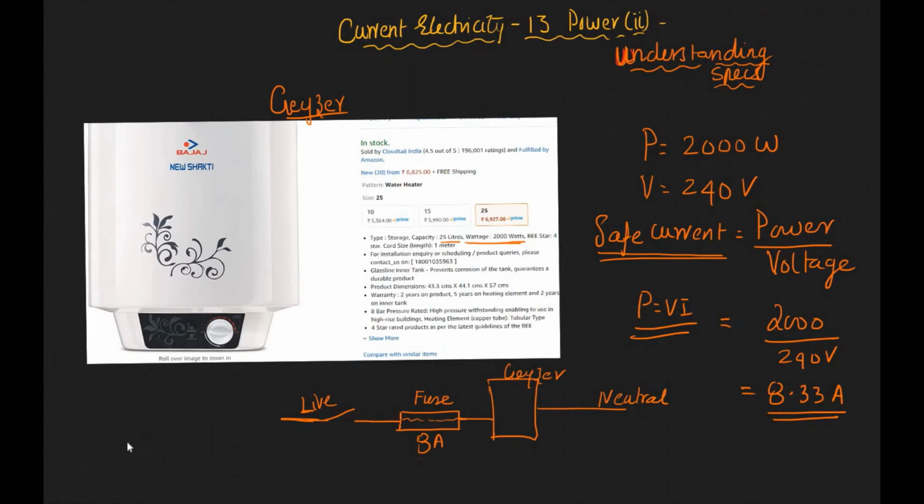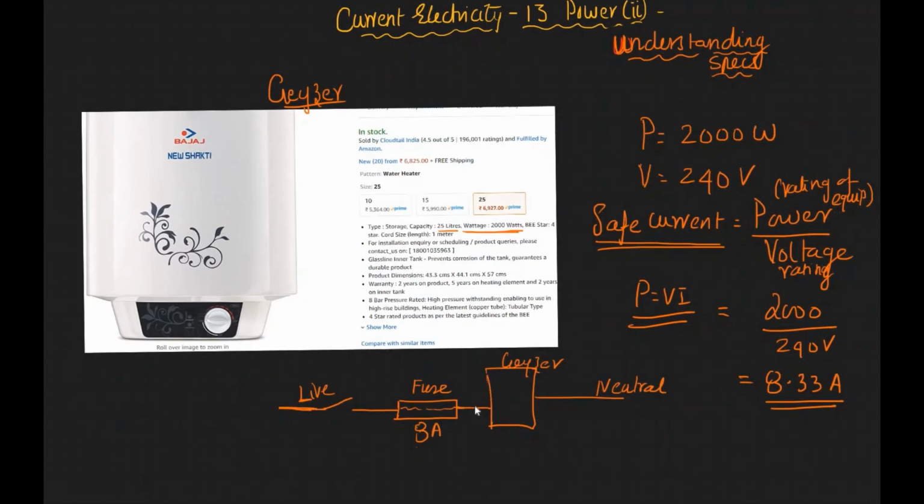The safe current would be the power rating of the appliance divided by the voltage rating. So every equipment has a voltage rating as well. So equipment sold in India will have about 240 volts.